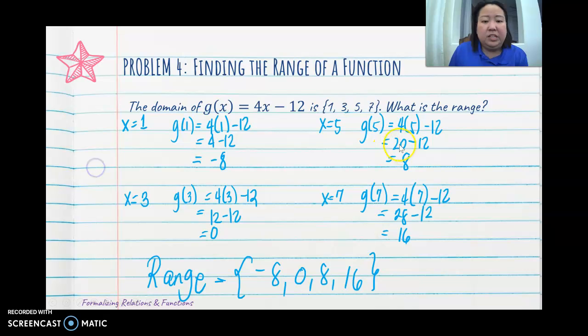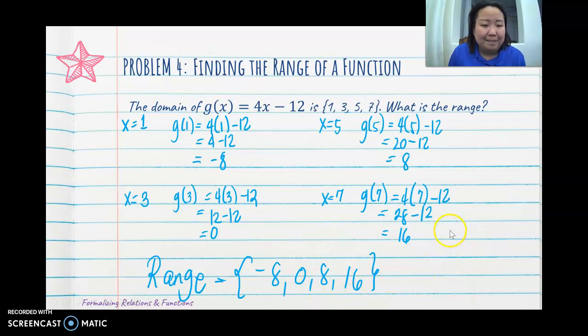If you substitute all your domain values for the variable x, you will get: if x is equal to 1, then your range will be negative 8. If x is equal to 3, then your range is 0. If x is equal to 5, then your range is 8. If your domain value is 7, then your range is 16. So our range will be negative 8, 0, 8, and 16.